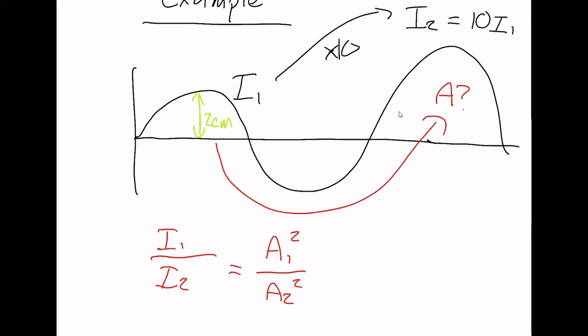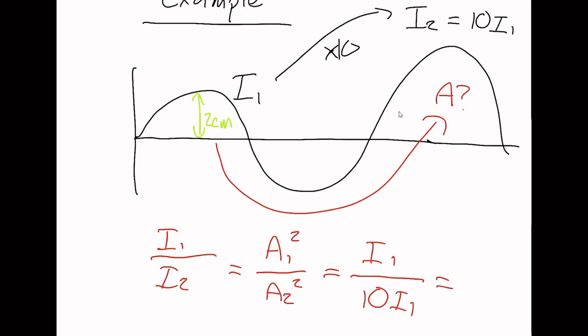Isn't it 20 because it's 10 times? No, sorry, what I mean to say is, correct, 10 I1. So I can say that this is equal to I1 over 10 I1. And would you agree with me that the I1s would just cancel and I get left with a ratio of 1 over 10? Correct?